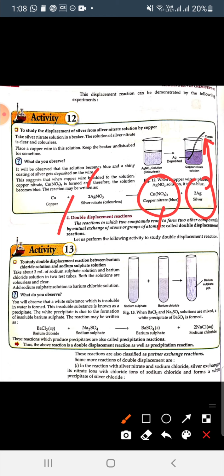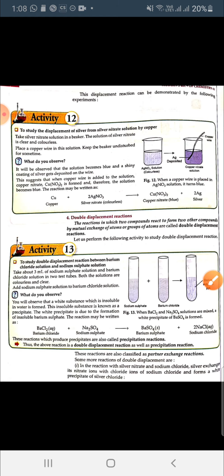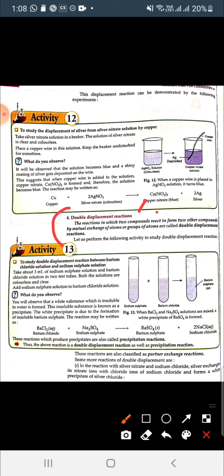Now the next point is double displacement reaction. Read the definition: the reactions in which two compounds react to form two other compounds by mutual exchange of atoms or groups of atoms are called double displacement reactions. Let us take the example of activity 13. Here barium chloride reacts with Na2SO4, sodium sulfate.